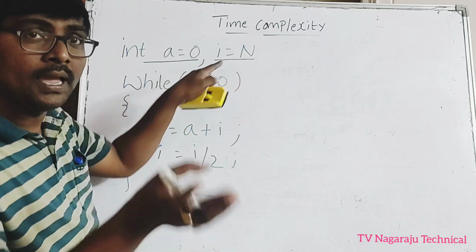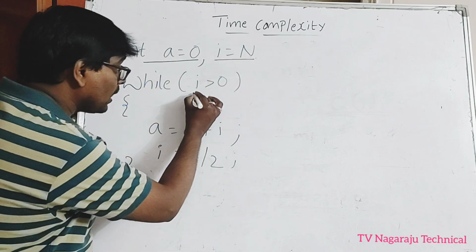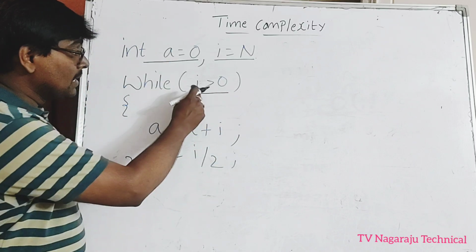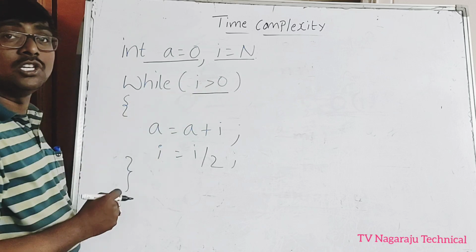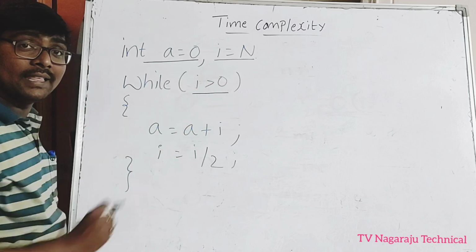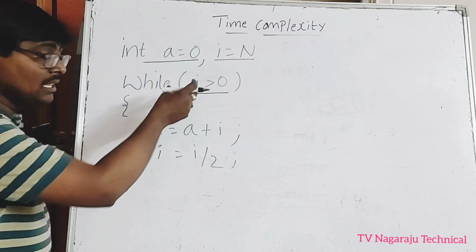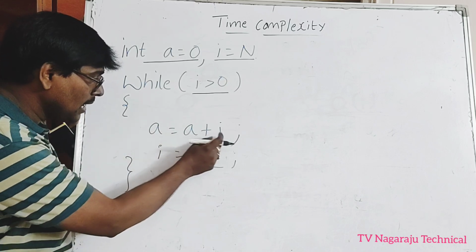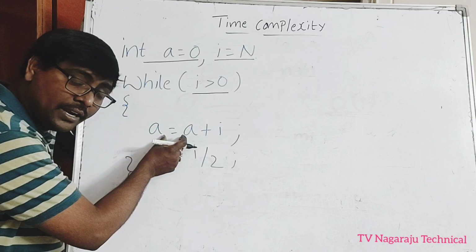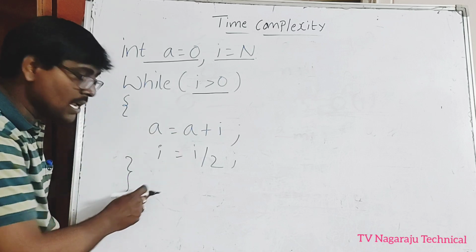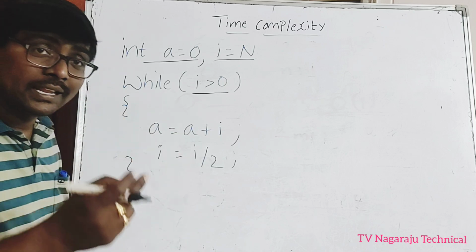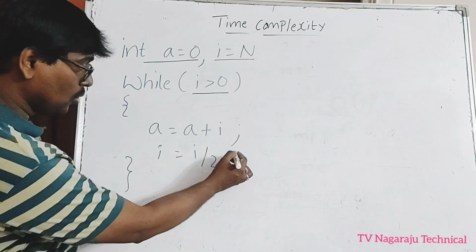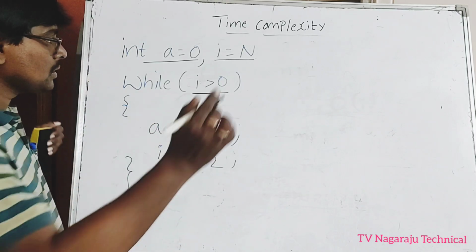What is the value of I? I is equal to 30. Now, how many times is the loop repeated? 30 greater than 0, 30 greater than 0. Inside the loop, what happened? In each and every iteration, this I value is added to A, and at the same time, the I value becomes half. See, I is equal to I by 2.